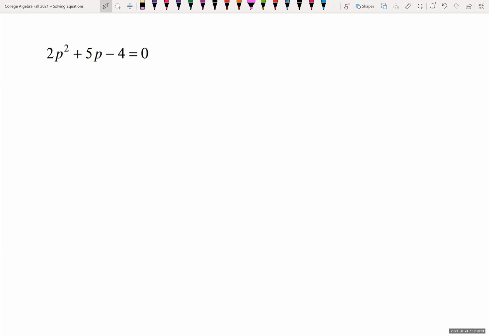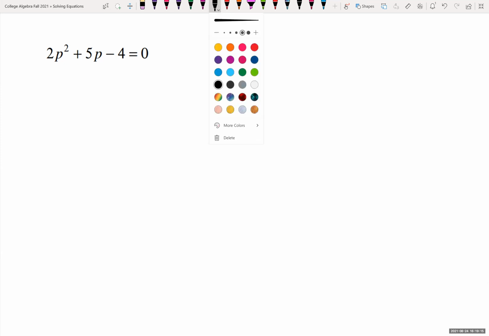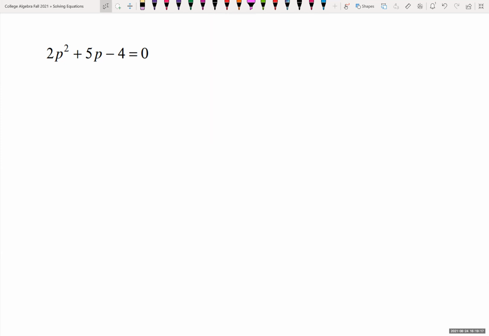And this will help us sometimes when we're going through and graphing equations later on in this course. Is it going to cross the x-axis or not? Is there a real solution? Okay, so let's find the discriminant. Our a value is 2, our b value is 5, and our c value is -4. So just make sure that you're carrying the sign in front of the coefficients.